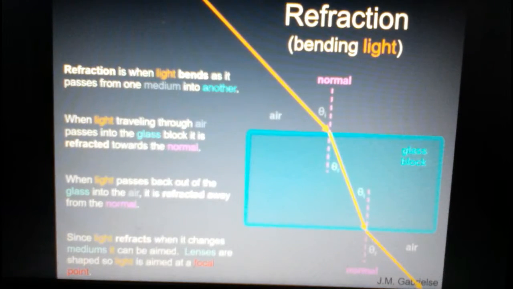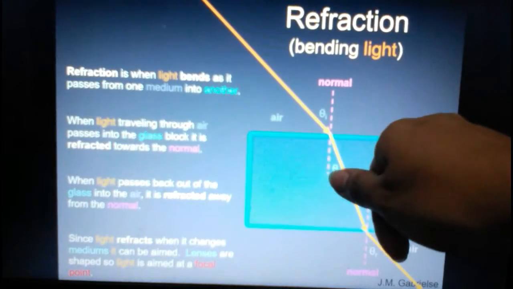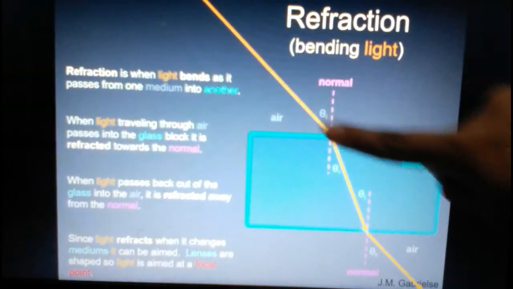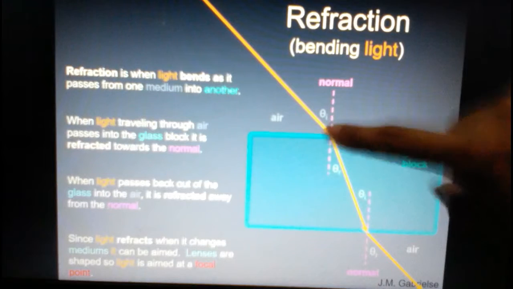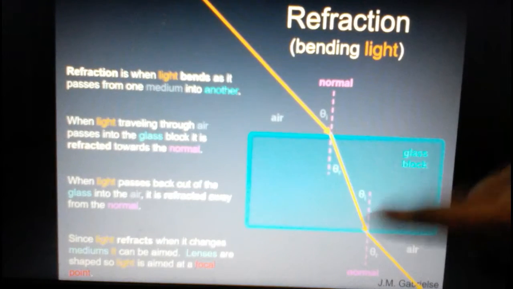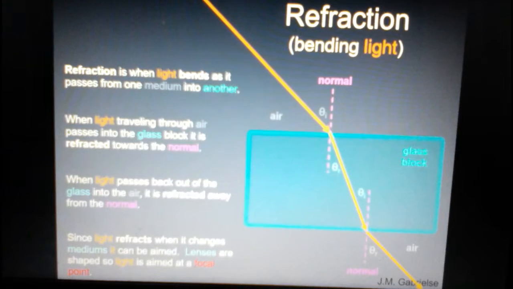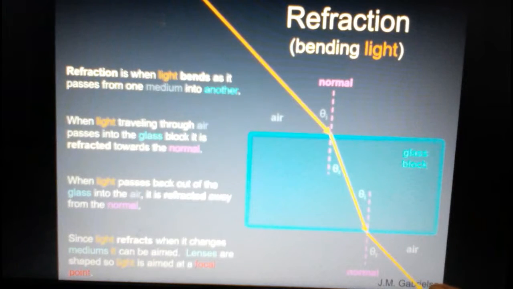Now, here is refraction. Refraction is when the light bends as it passes from one kind of medium to another. When light traveling through air passes into the glass block, it is refracted towards the normal. So here is the normal, and as it passes through another kind of medium, which is the glass block, it is refracted. It bends. The light passes back out of the glass into the air. It is refracted away from the normal.